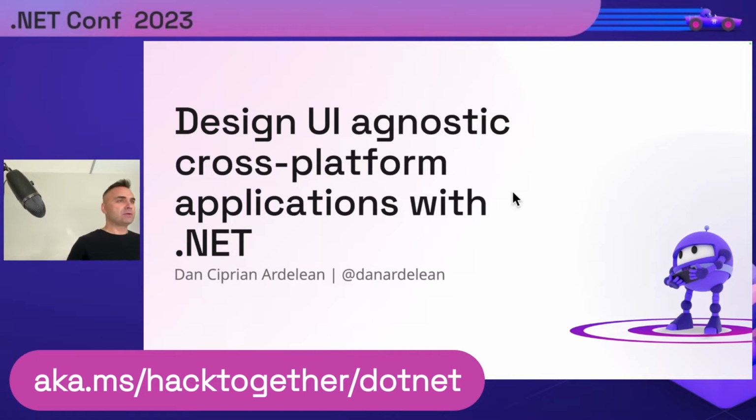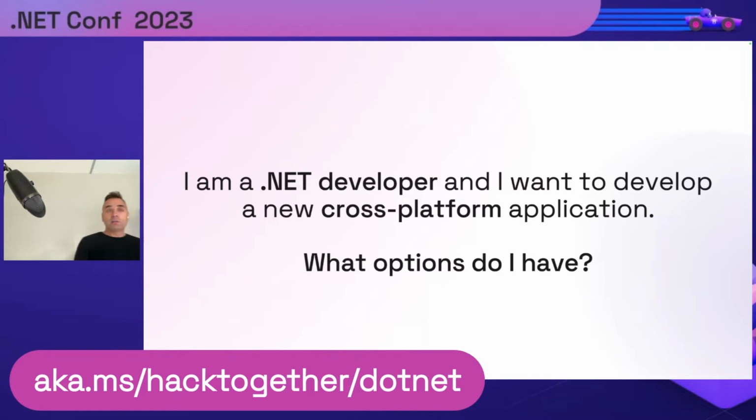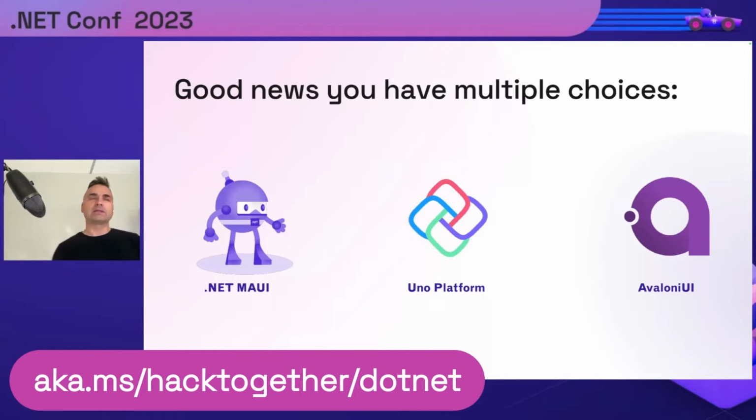So the scenario I'm talking about here is I'm a .NET developer, and I would like to develop a native cross-platform application and leverage my knowledge of .NET. Can I do it? What options do I have? And the really good news is that you don't have one, but at least three options. So you have three UI frameworks that you can use to develop native cross-platform applications. You have .NET MAUI developed by Microsoft, which works on iOS, Android, macOS, and Windows. And then you have Uno Platform and Avalonia. Both these frameworks add WebAssembly and Linux support.